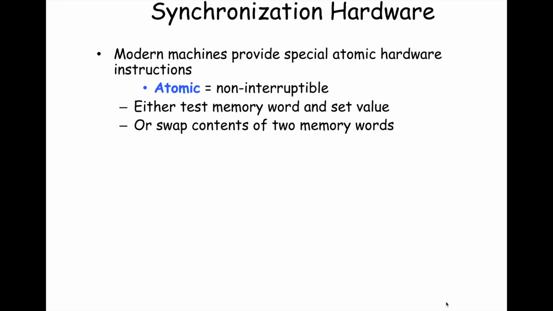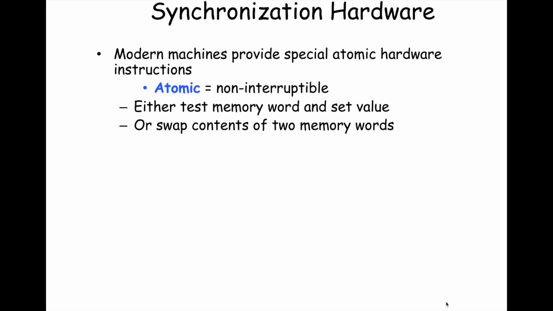And if you think about it, this value could be a Boolean, it could be an integer, and what you're testing and setting is to see things like, did someone else grab the lock? And if it's a Boolean, true means that someone else has the lock. False means that they don't have the lock.